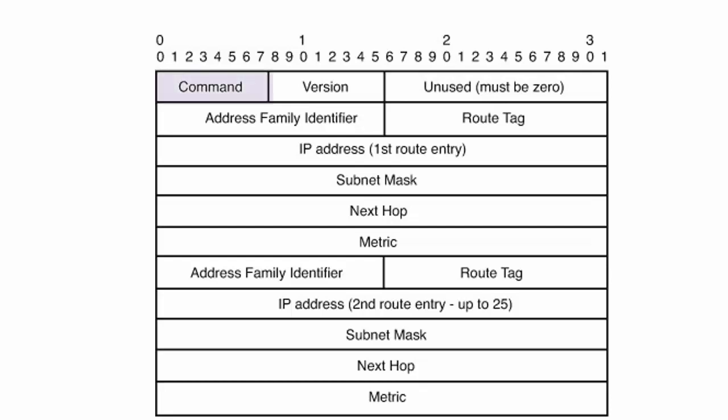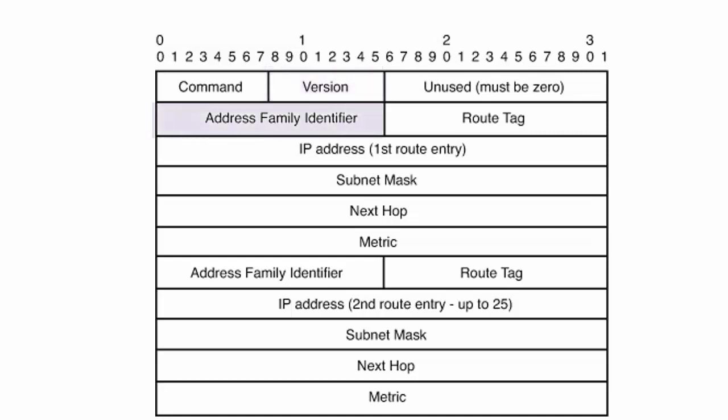The command field indicates whether the packet is a request or response message. The request message asks that a router send all or part of its routing table. Response messages contain route entries. The router sends the response periodically or as a reply to a request. Version specifies the RIP version used, 2 for RIP version 2 and 1 for RIP version 1.